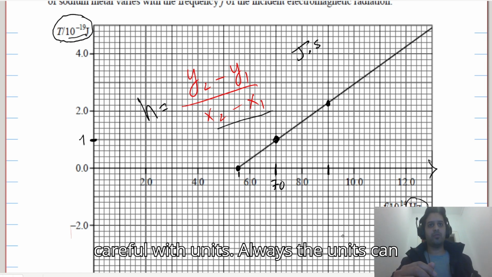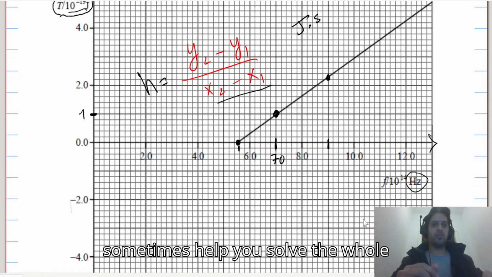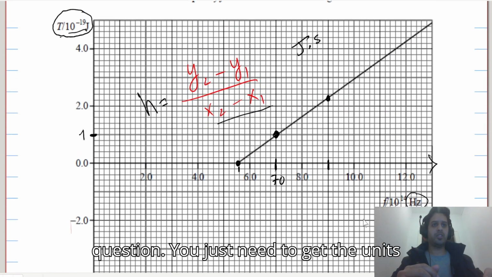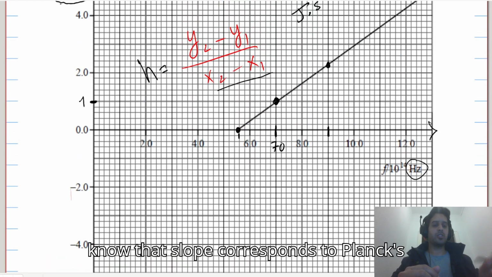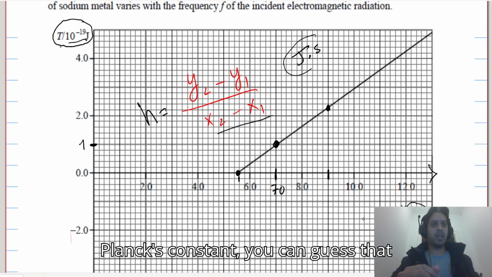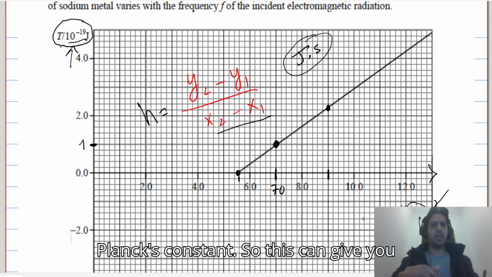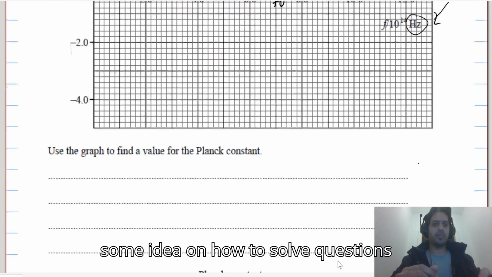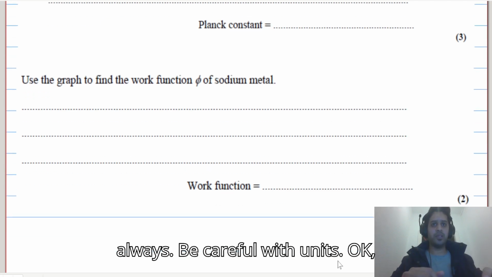So you have to be careful with units. Always, units can help you a lot. They can also sometimes help you solve the whole question. You just need to get the units right. For example, even if you didn't know that slope corresponds to Planck's constant, but you knew the units of Planck's constant, you can guess that somehow I need to divide this energy by frequency and I will get the units of Planck's constant. So this can give you some idea on how to solve questions. Always be careful with units, okay?